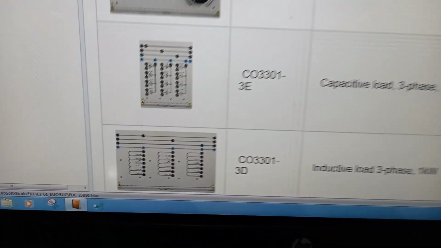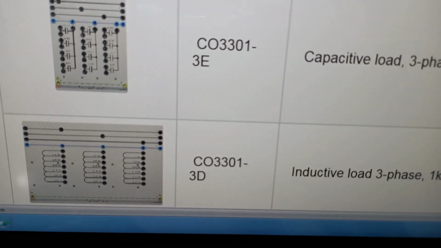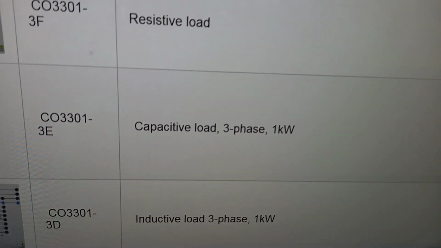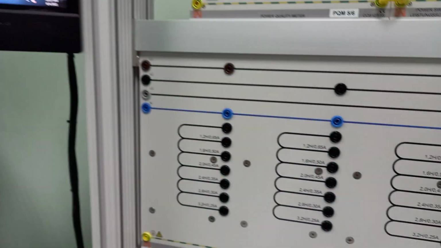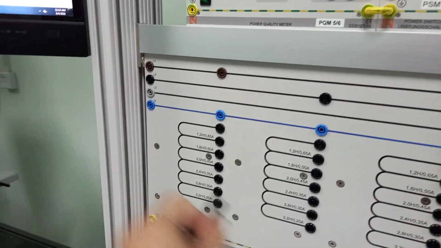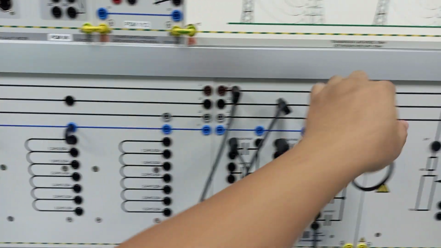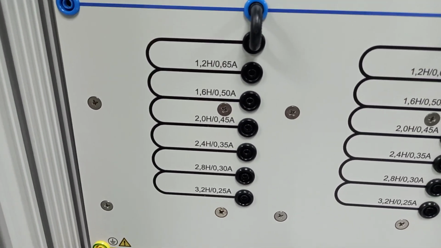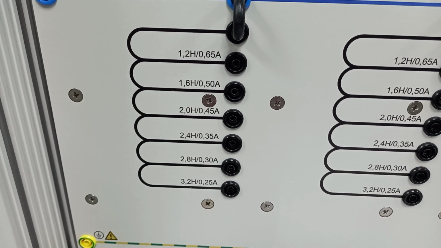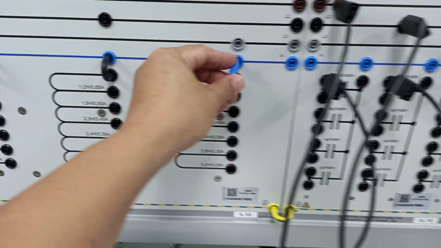Okay, next let's have a look at inductive loads. So this is the inductive load, right? CO3301PD, similarly having the same features of energy consumption, 1 kilowatt. Same technique as what I have shown you just now. Say for instance, you would like to have 1.2 Henry, right? Here we have a few options: 1.2 Henry, 1.6, 2 Henry, 2.4, 2.8, 3.2.